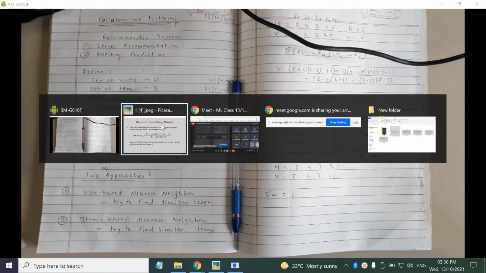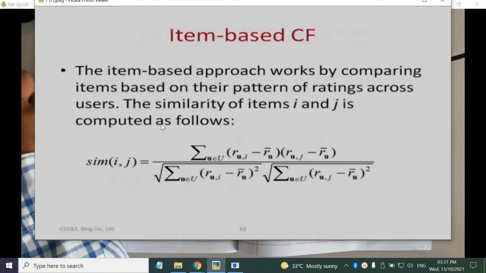Any doubt? The next one is item-based. The formula remains the same, but instead of u and v you have i and j, where i and j are the items.